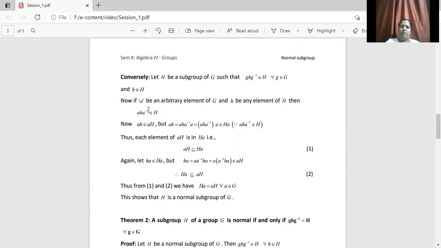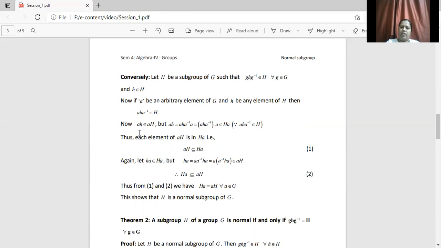Okay, for that we'll consider one element from the group G. Let it be a, and h be any element of capital H. Then aha inverse belongs to H. This is given. When we have taken g as the element of capital G and h as the element of capital H, it is given that ghg inverse belongs to H. So in the same way, when we take an element a from the group G, we can also write it as aha inverse belongs to H.